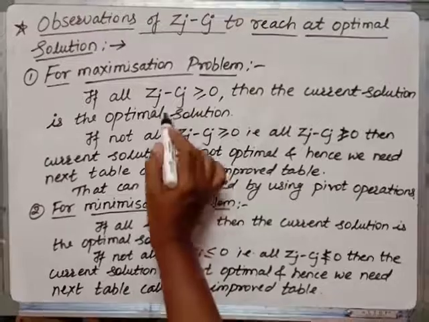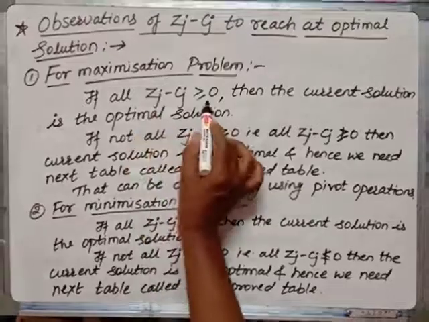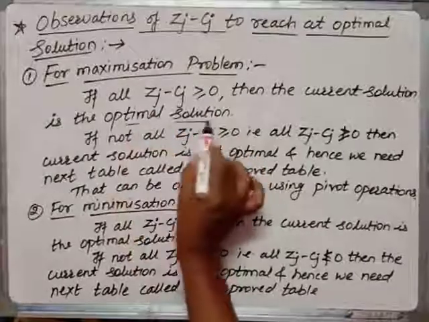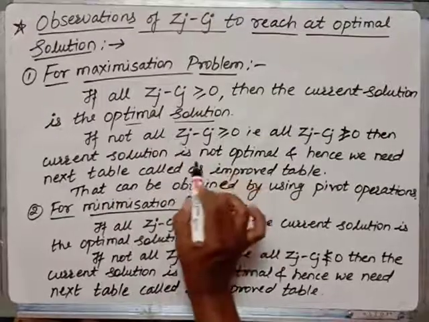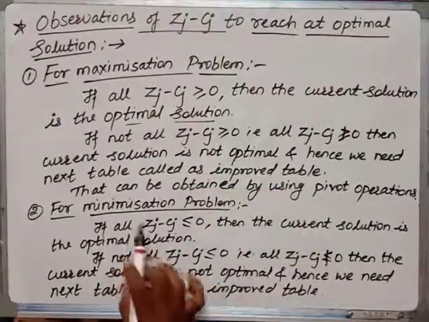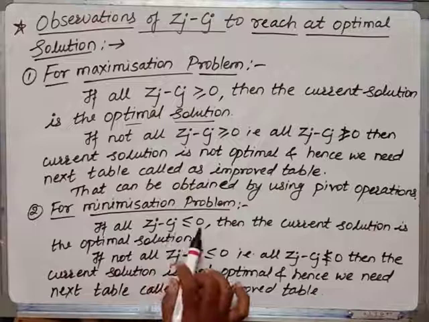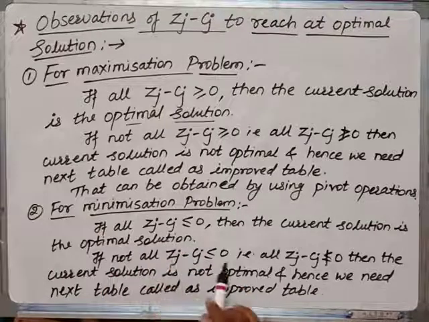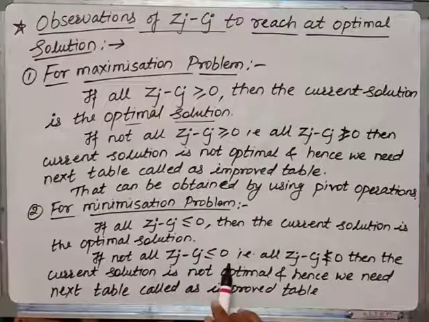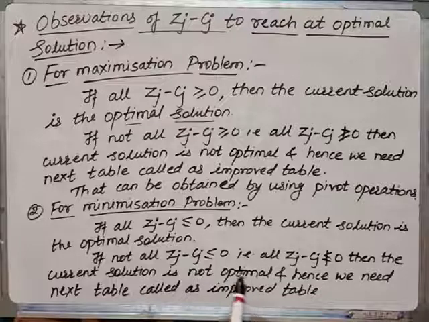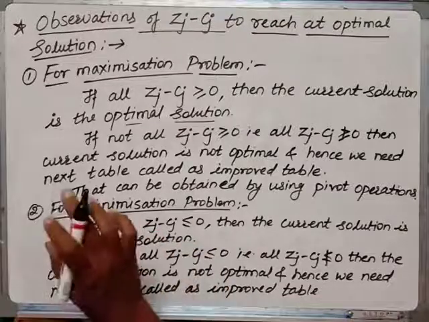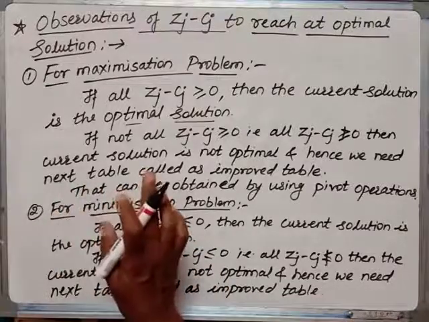But this is an important observation: all Zj minus Cj greater than or equal to 0, then optimal. If not all, then it is not optimal. Similarly, for minimization, all Zj minus Cj less than or equal to 0, then optimal. If not all are less than or equal to 0, then it is not optimal. These things you have to remember while solving the problems.